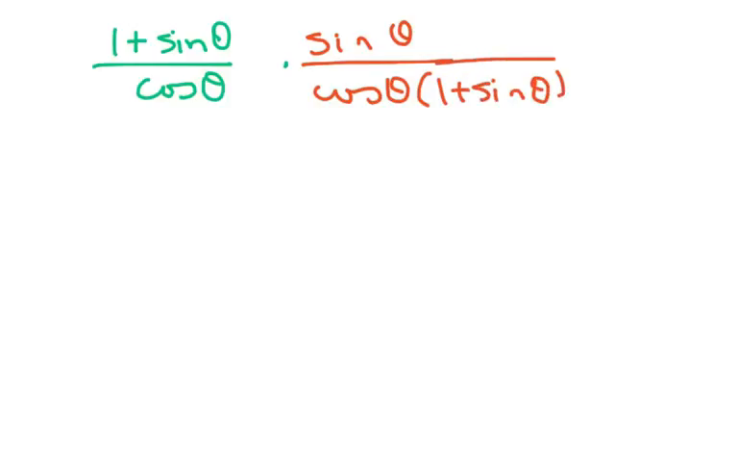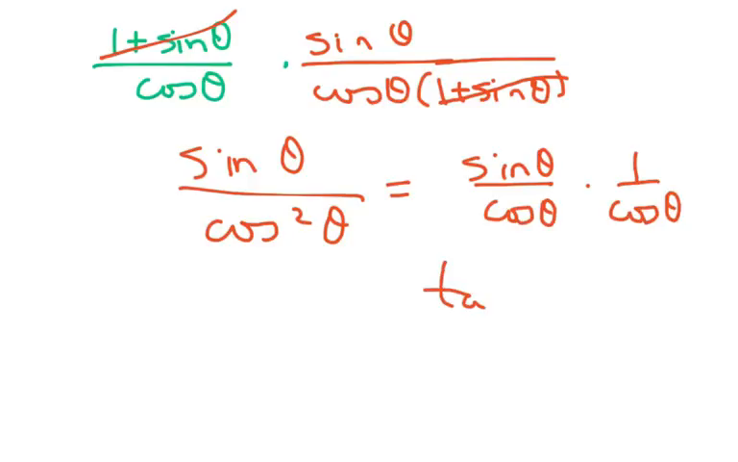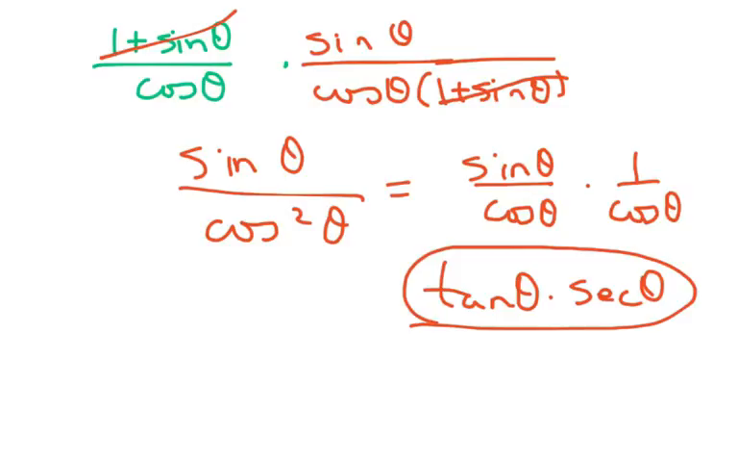Alright? And when you get that, what you can do is cross these two out, and you're going to get sine of theta over cosine squared of theta, which is basically what we wanted. Or you could write this as sine over cosine times 1 over cosine, which gives you tan of theta times secant of theta, which is our desired result. And that's all of this one.